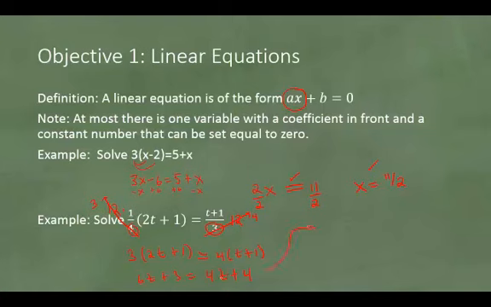Combine like terms, subtract 4t from both sides, gives us 2t plus 3 is equal to 4. Then subtract 3 from both sides, gives us 2t is equal to 1. Finally, divide both sides by 2. T is equal to 1/2. And you're done.